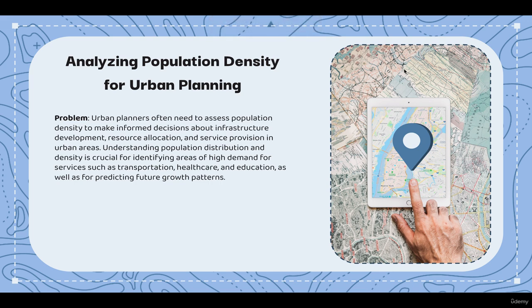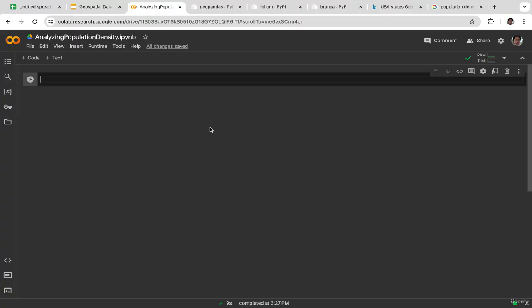So in this project, we are going to analyze United States population density, and not only that, we are also going to display population density for each state on an interactive map. Okay, let's get started. The first thing that you need to do is to install GeoPandas. Let's copy this and let's compile the code.